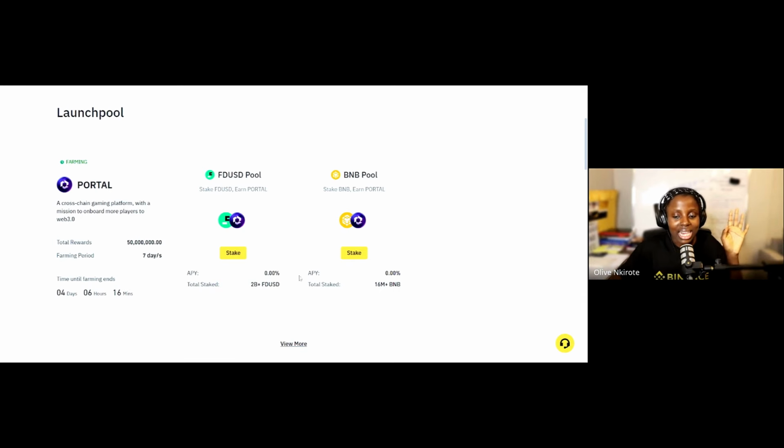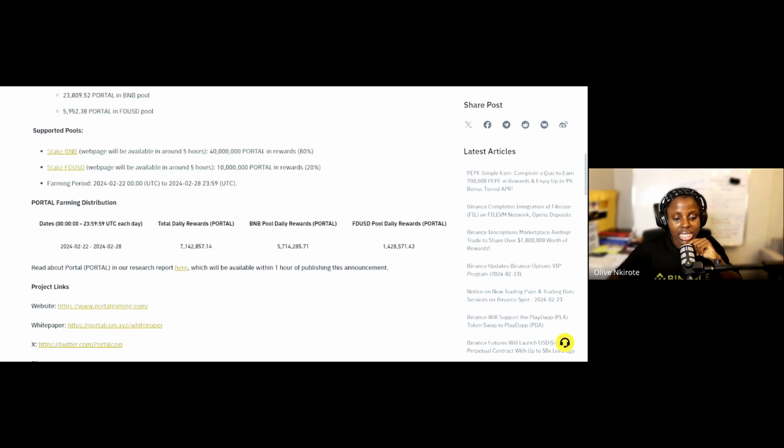What Binance is saying is just lock it for the period of 4 days, and you're going to be distributed Portal tokens. So there's a word here written farming. Farming is basically the period at which users will be able to acquire these tokens. So the farming period for Portal was 6 days. It was starting on 22nd February and ending on 28th. That's what is called the farming period. Basically, the period at which the 5% allocation will be distributed.